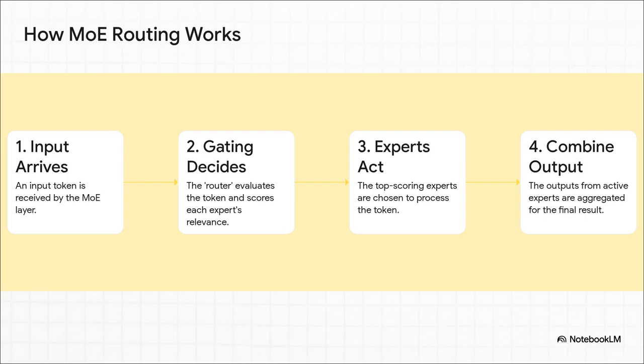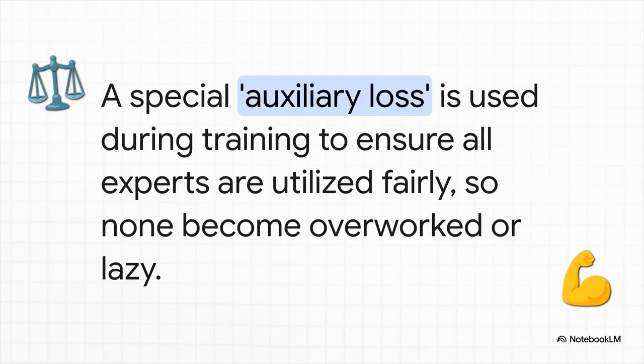Simple as that. But of course, it's not that simple. There's a catch. What's to stop the gating network from just picking the same favorite expert over and over again, while the others just sit around doing nothing? Well, to stop that, engineers add something called an auxiliary loss during training. You can think of it as a penalty that basically encourages the gate to spread the work around fairly, making sure all the experts stay busy and pull their own weight.